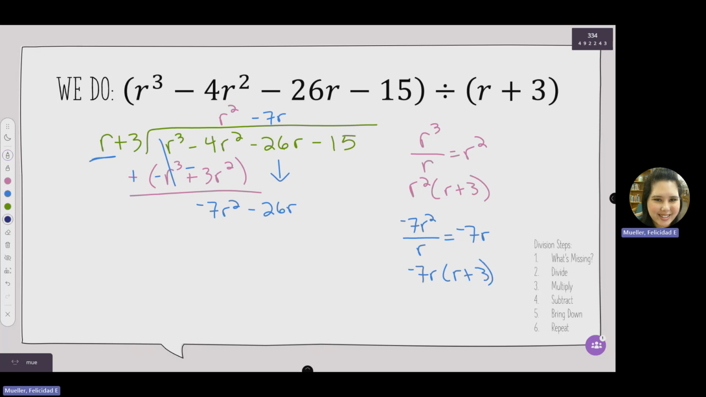When we do negative 7r times r plus 3, we get negative 7r squared minus 21r. Let's go ahead and flip the sign. So this becomes a plus, plus, plus. The 7r squareds cancel out. Negative 26r plus 21r is negative 5r. We're going to bring down the minus 15.